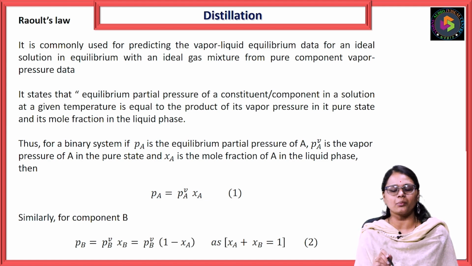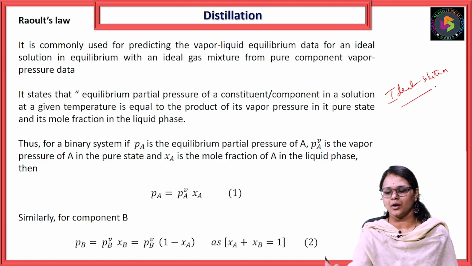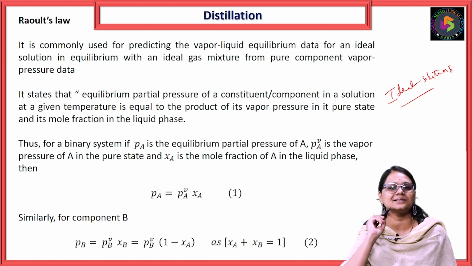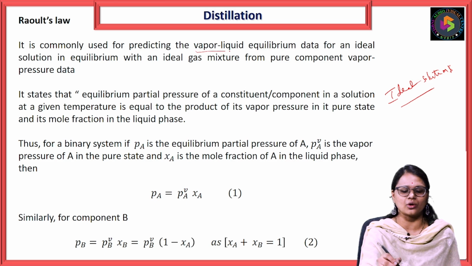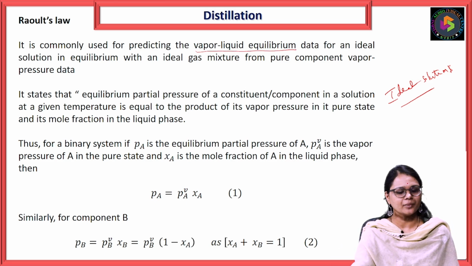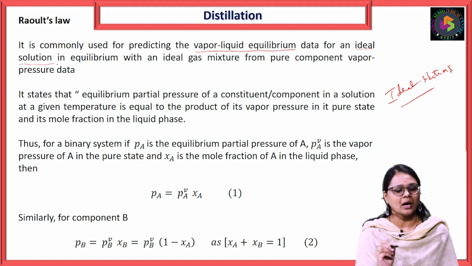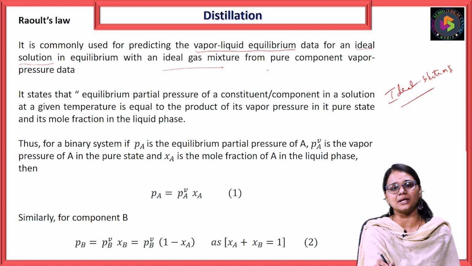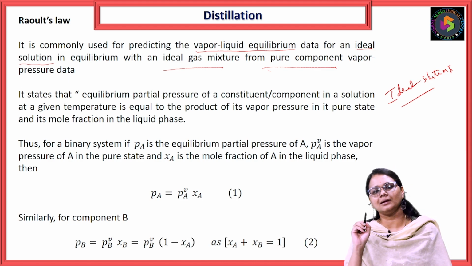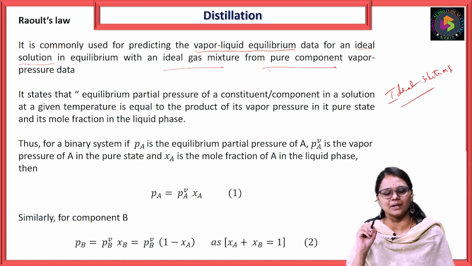Most probably, Raoult's law can be used for ideal solutions. For ideal solutions only you can use this Raoult's law, and this is very important for generating the VLE data. As we understood, it applies to ideal solutions and ideal gas mixtures, and if you want to produce a pure component from this mixture, this vapor liquid data or vapor pressure data is very important.